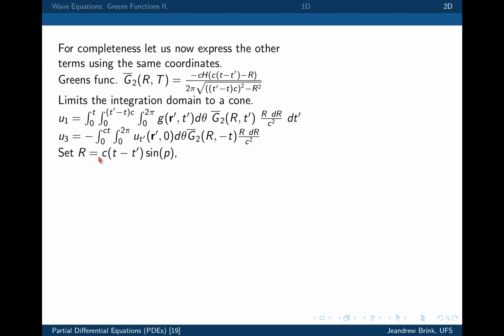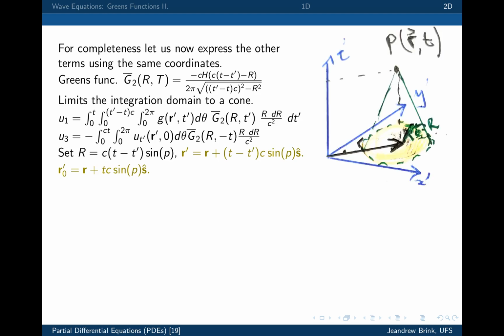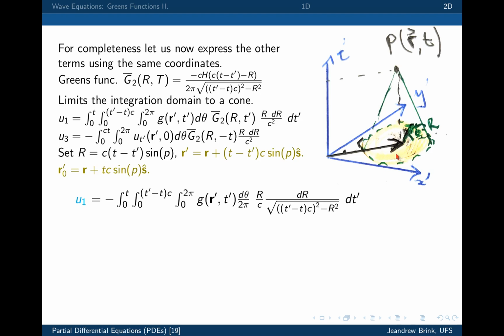Remember, I said r equals c minus t minus c times t minus t prime sine p. And r prime equals that thing, where the s is still the unit vector away from our new coordinate system. And r0 prime is equal to that. Okay. And that's simply, the r0 prime is just what happens at the base of the cone. And so what you have is u1, you can then express this way.